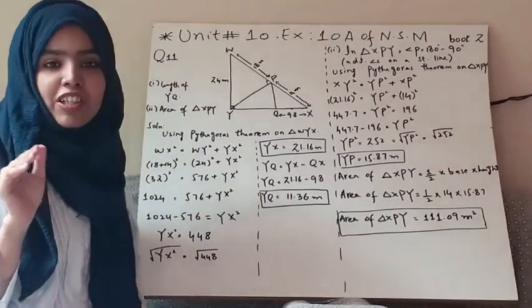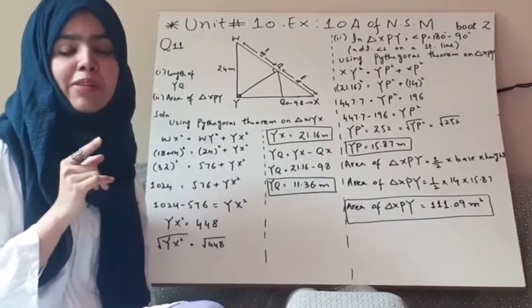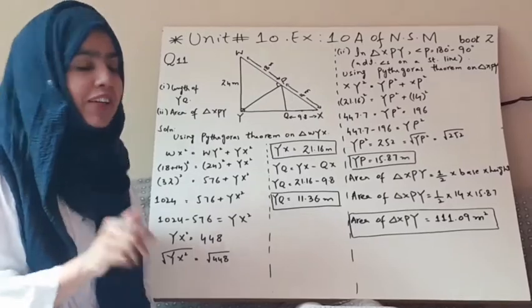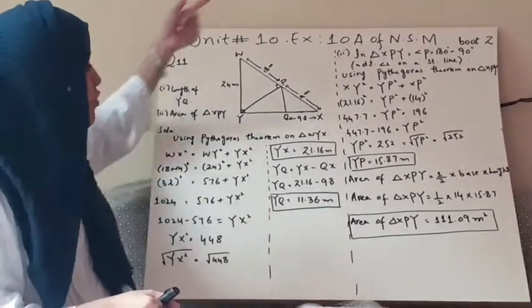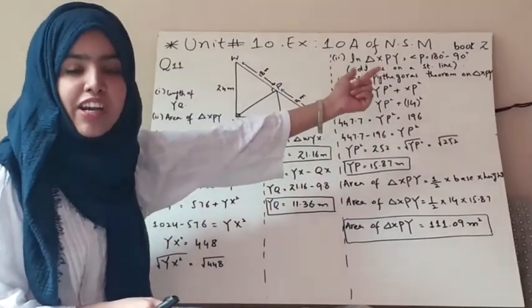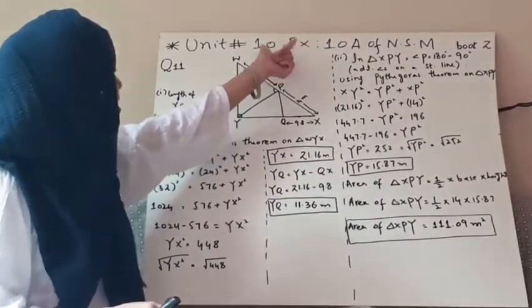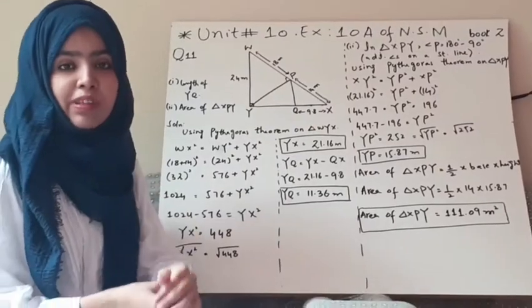Last time we solved question number 10's A part, and I gave you the B, C, D parts as an assignment. Hope you have done it. So today we are going to start question number 11 of New Syllabus Mathematics Book 2, edition 7. We started exercise 10A, and we are dealing with unit 10, which is Pythagoras theorem.